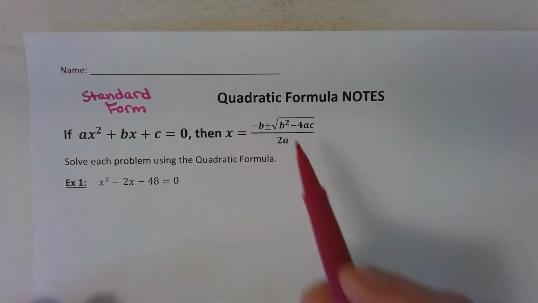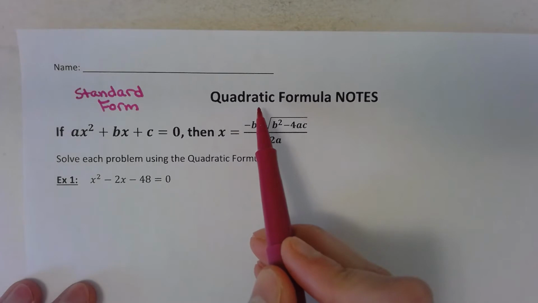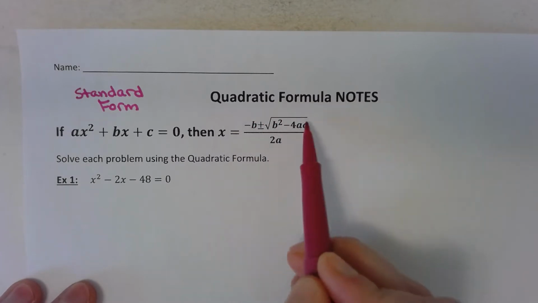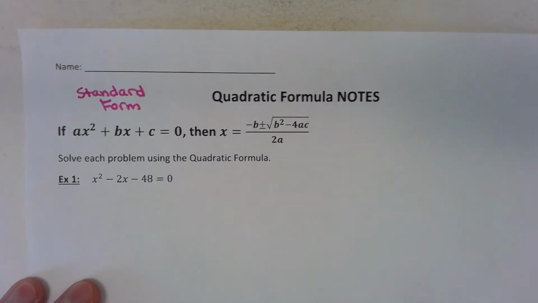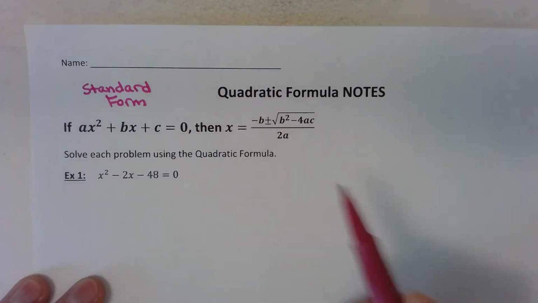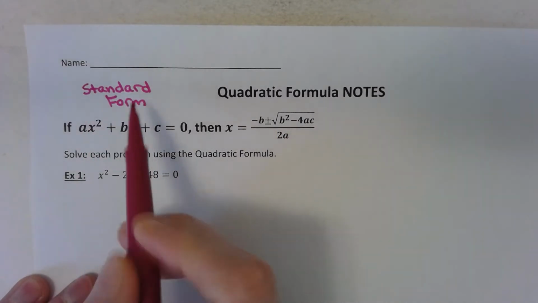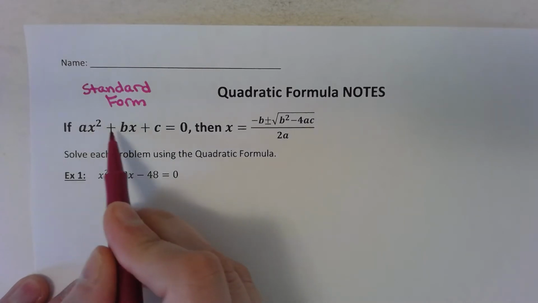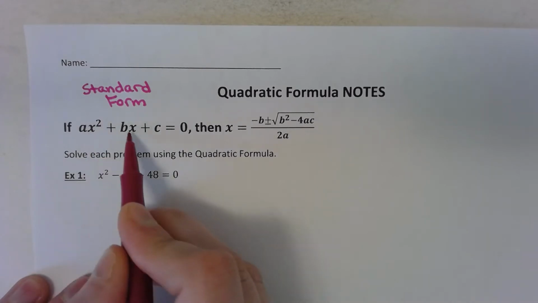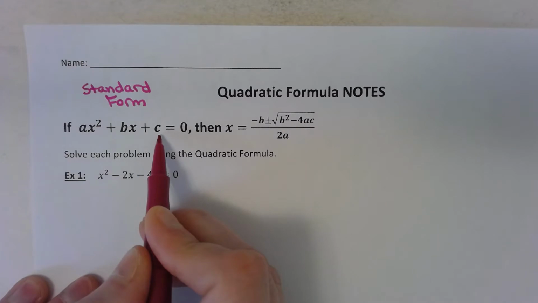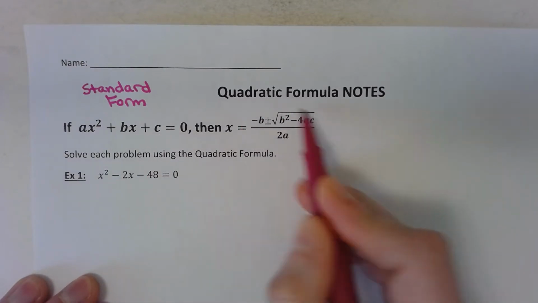So today we are going to learn how to solve quadratics by using the quadratic formula, which is right here. Now, in order to use the quadratic formula, you need to make sure that your problem is in standard form, which means highest exponent to lowest exponent: x squared, regular x, and then no x's. Then you will be able to use this formula.